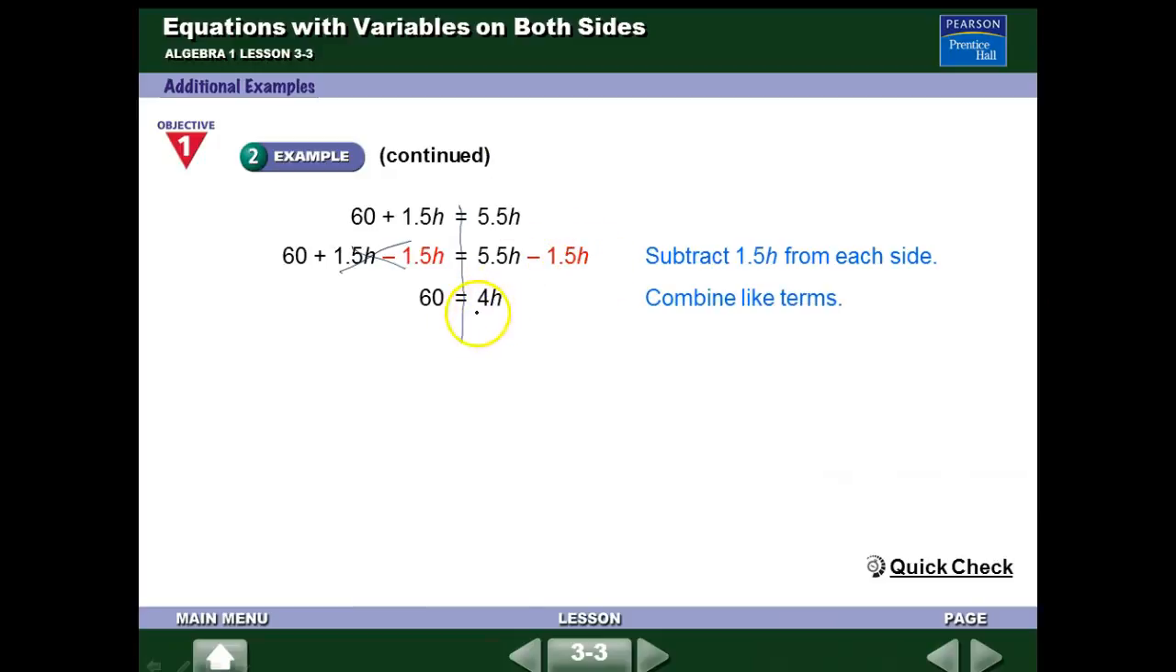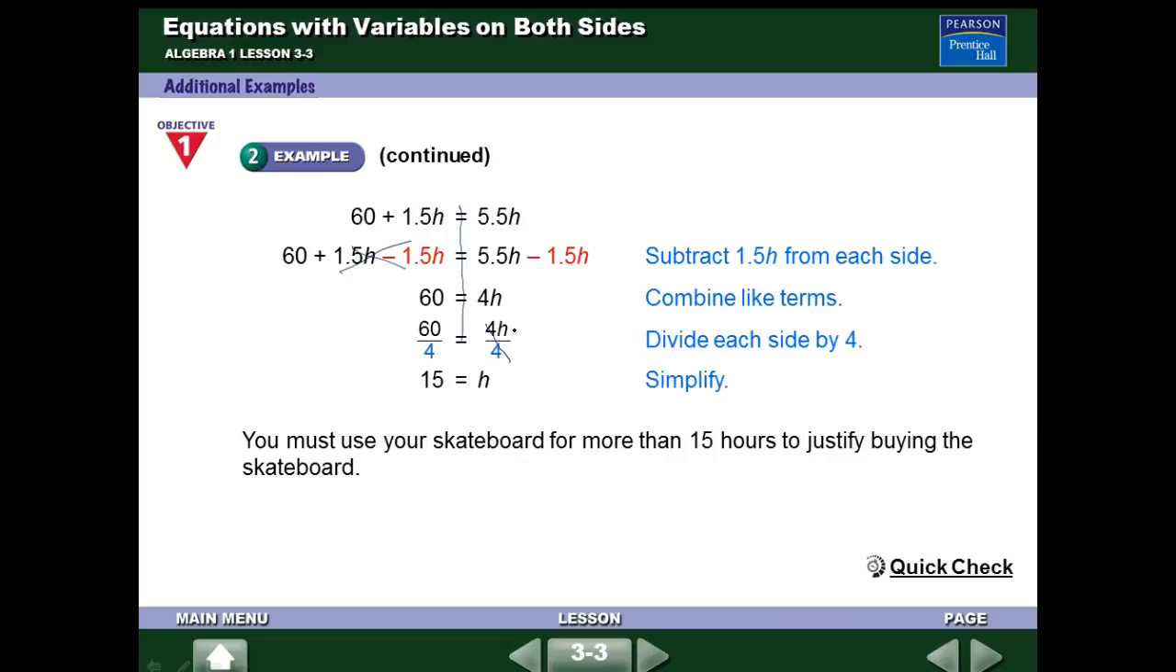So this is multiplication in between. So what we're going to do is divide both sides by 4. Whatever you do to one side, you have to do to the other. And this is going to cancel and leave you just with h. So h equals 15. So this is telling us that you must use your skateboard for more than 15 hours.